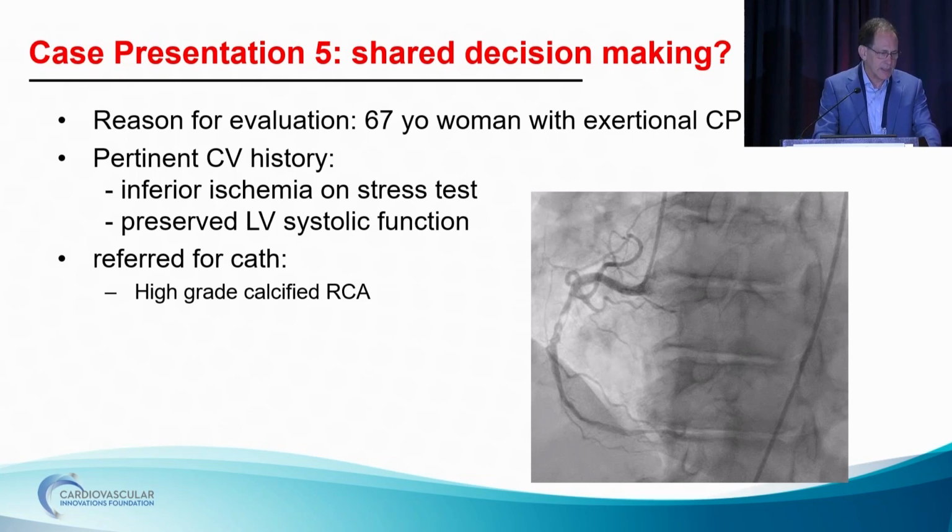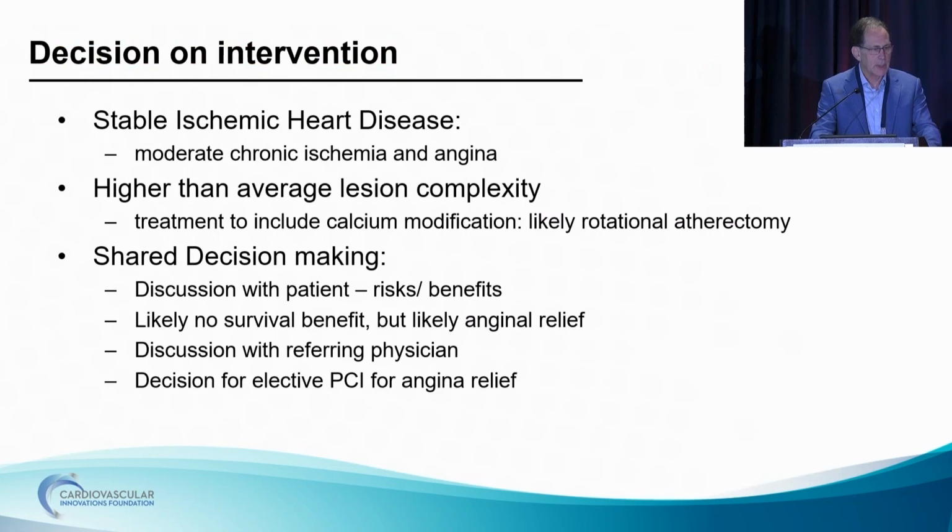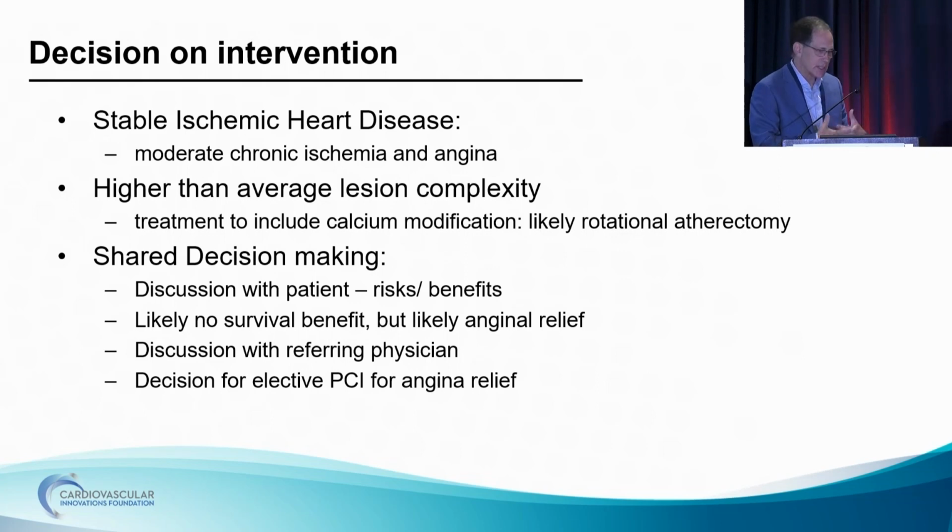High-grade, very calcified right coronary artery. Get this mouse to work. There we go. So, decision on intervention. She's got stable ischemic heart disease, right? Moderate chronic ischemia, angina, on some medical therapy. Higher than average lesion complexity, I would argue.